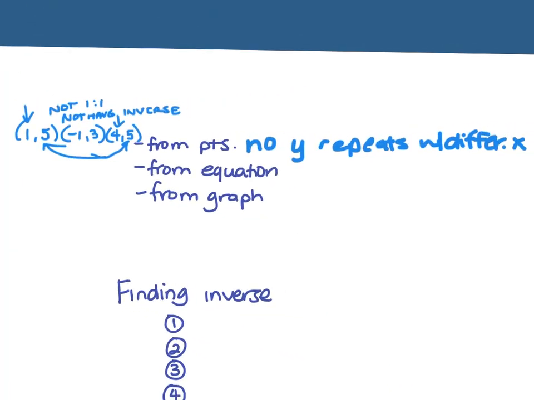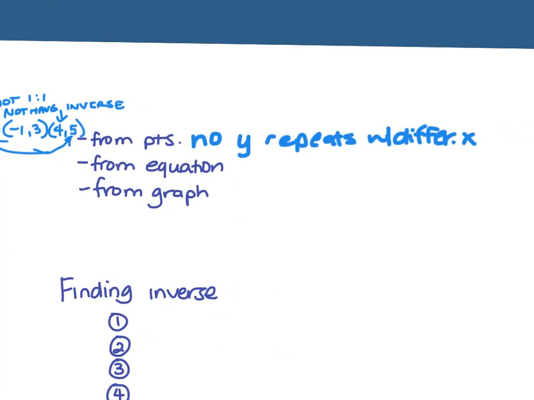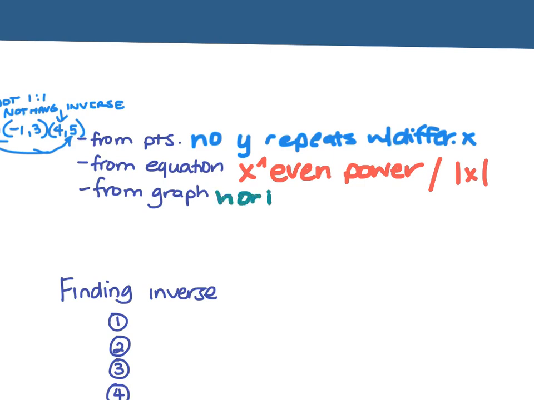From an equation, a function would have an inverse as long as the x is not raised to an even power, or the x isn't in absolute value. So if those two do exist, then it's not 1 to 1 and it does not have an inverse. And from a graph, you would use the horizontal line test.